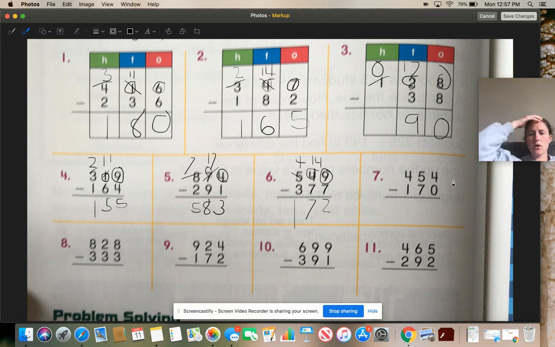Number 7, 454 minus 170. Circle my top right number. 4 minus 0 equals 4. 5 minus 7. Can't do that, right? I can't take 7 pieces of candy away from 5.